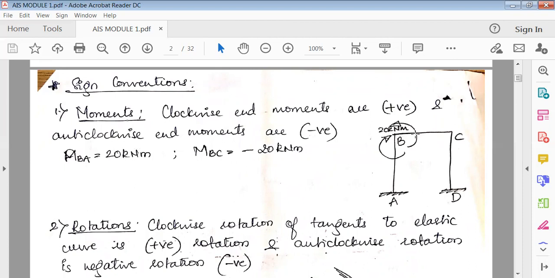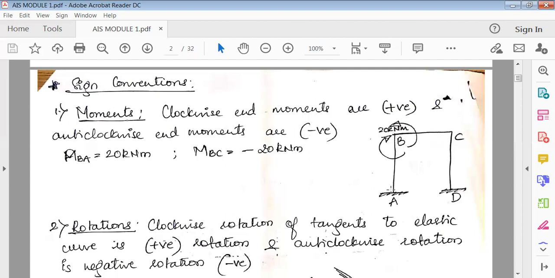What we are going to assume here, you can see, is a framed structure. In this frame structure, end A is fixed, and D is fixed. Because it is a fixed support, the horizontal displacement, vertical displacement, and rotation are all 0. Now at B and C, the first assumption is, no matter whether it is a horizontal beam BC or a vertical column AB, we are going to assume clockwise moments are always considered positive. You can see here, it is going clockwise, so it is positive.